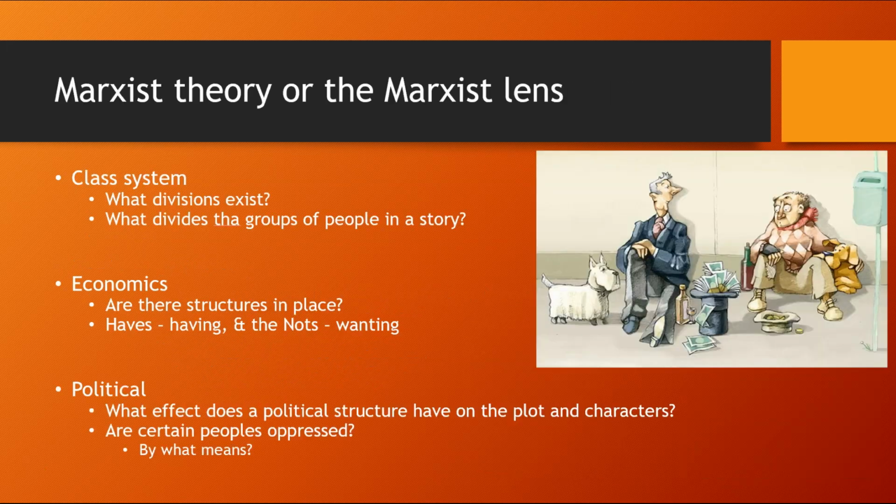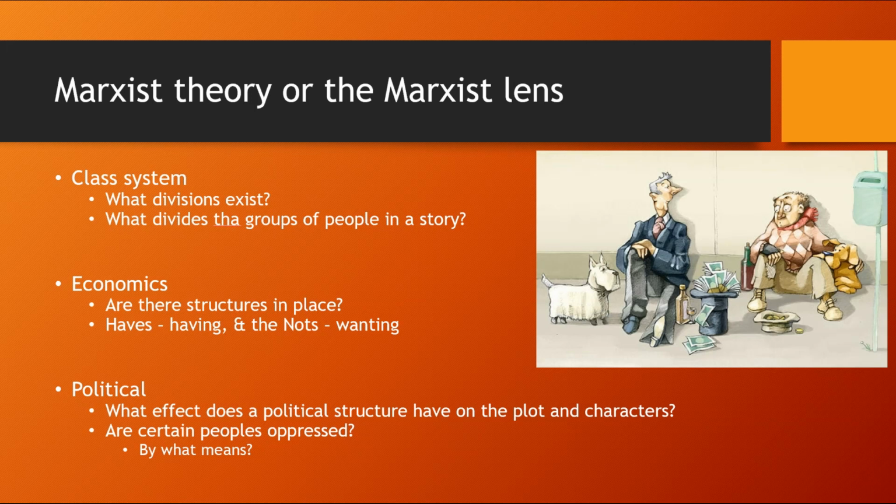We've got some other examples here. The Marxist lens. So this is really the class system. What divisions exist in the book? Think of The Great Gatsby, and there was the old money and the new money, the West Egg and East Egg, and how are these people divided in the story? Was Nick Carraway a part of any of these classes that were set up in the story? Certainly economics is a big piece of the Marxist lens.